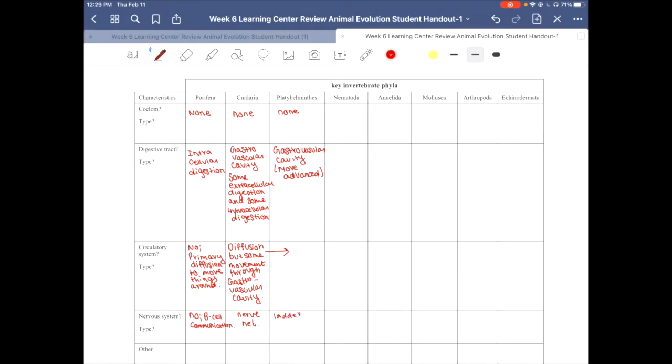So the trend is we're seeing more specialization or differentiation of the circulatory system and the nervous system as we're moving along.